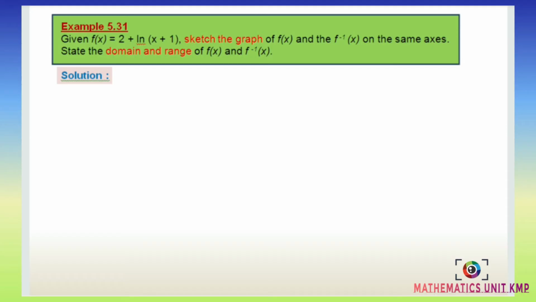f(x) equal to 2 plus ln(x plus 1). Sketch the graph of f(x) and f inverse on the same axes, and state the domain and range of f(x) and f inverse. For this question, we should not find its inverse. We only reflect the f(x) to get the f inverse. To sketch the graph f(x) equal to 2 plus ln(x plus 1) by using the basic properties.